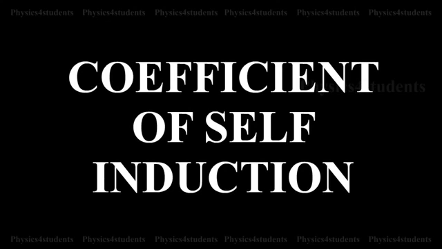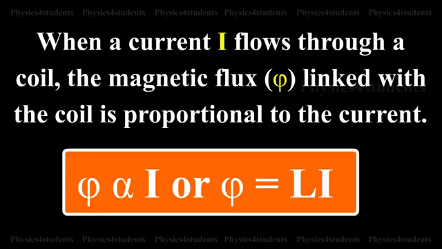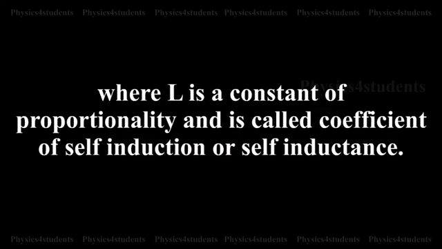Coefficient of self-induction. When a current I flows through a coil, the magnetic flux phi linked with the coil is proportional to the current. Phi is directly proportional to I, or phi is equal to LI, where L is a constant of proportionality and is called coefficient of self-induction or self-inductance.